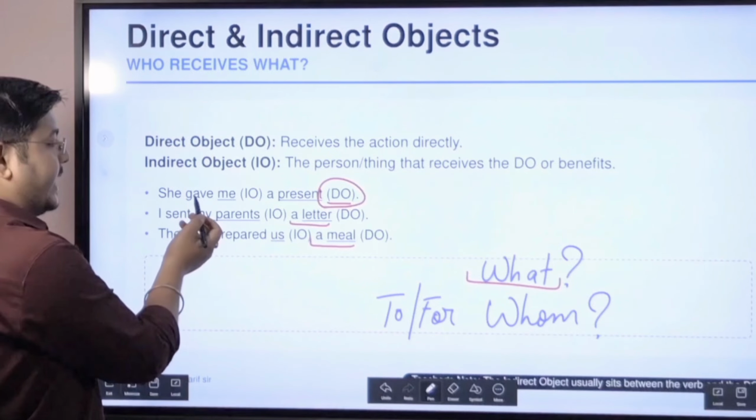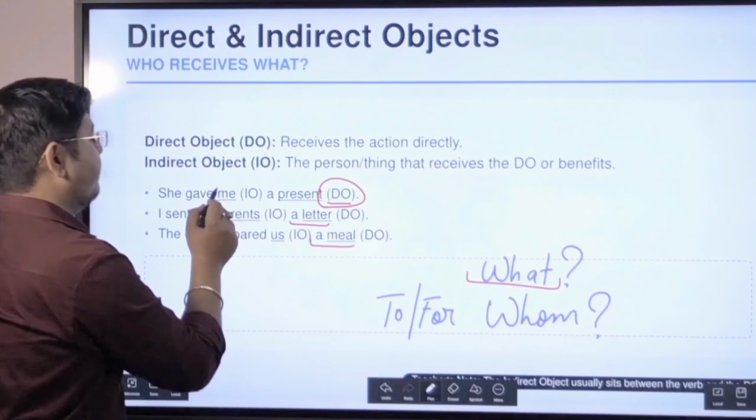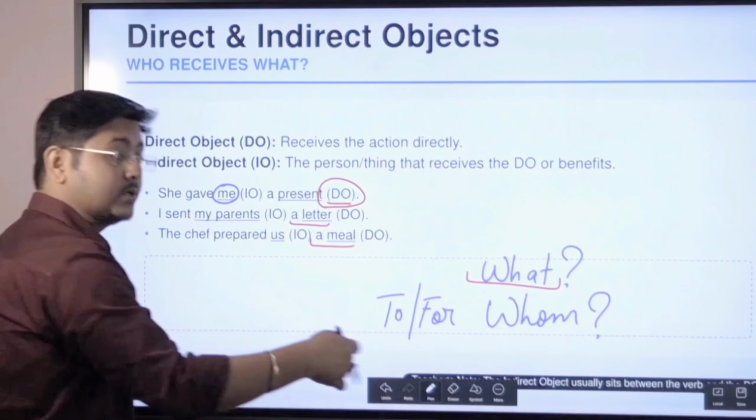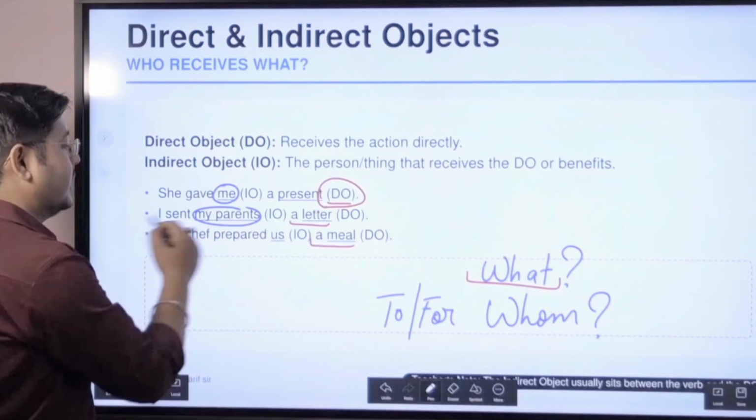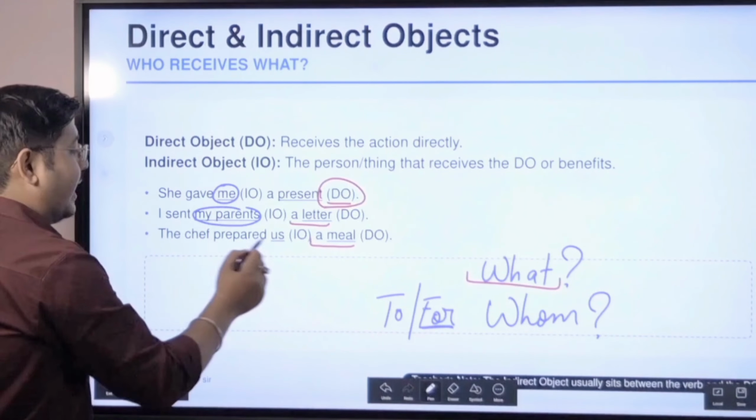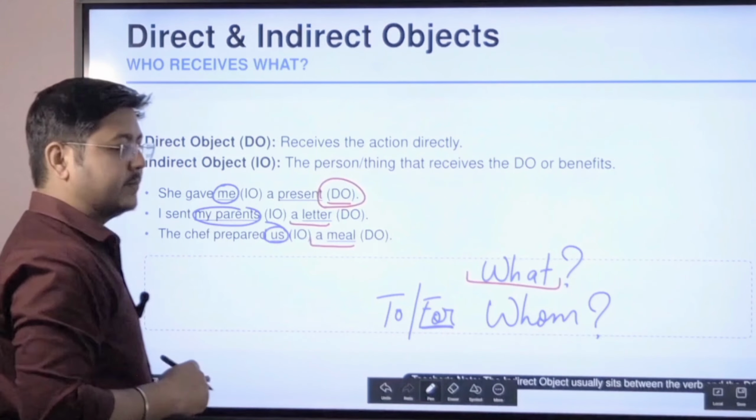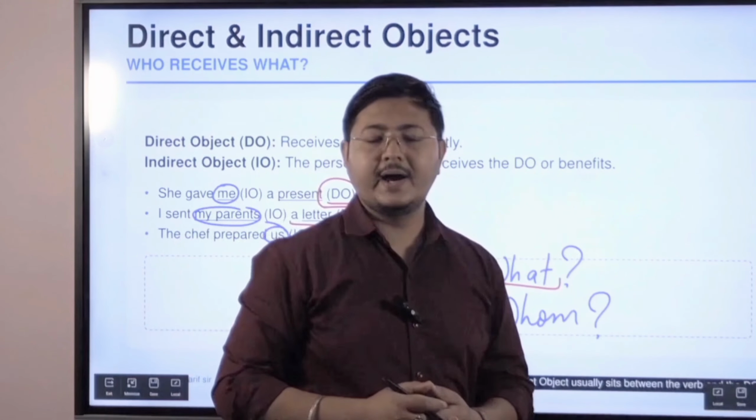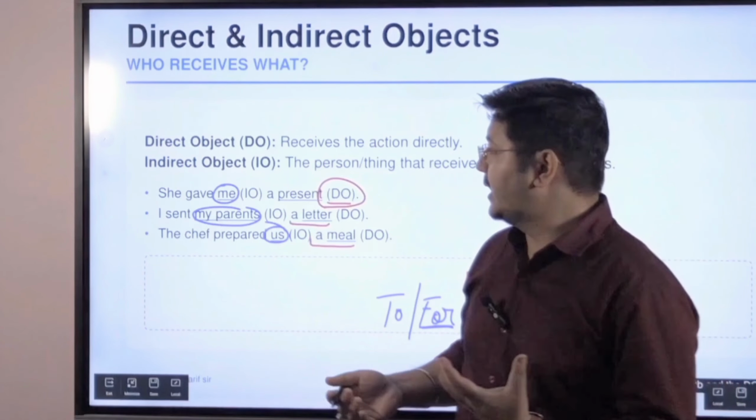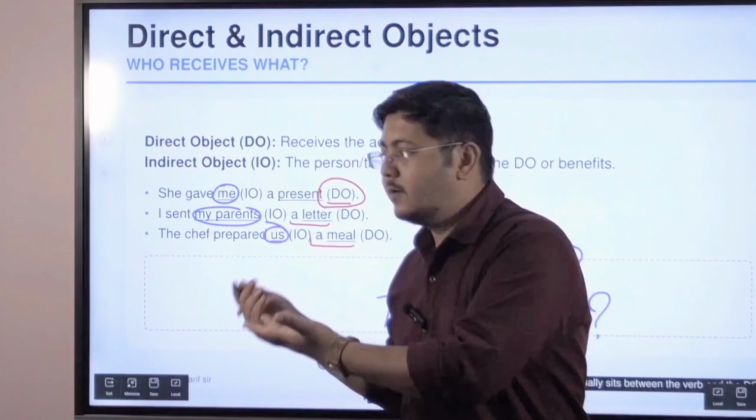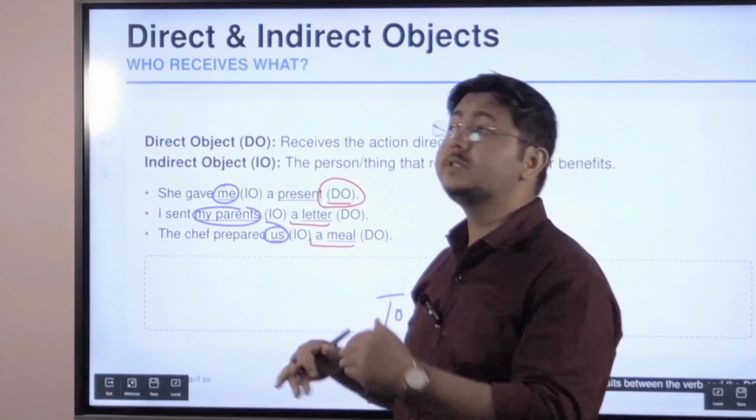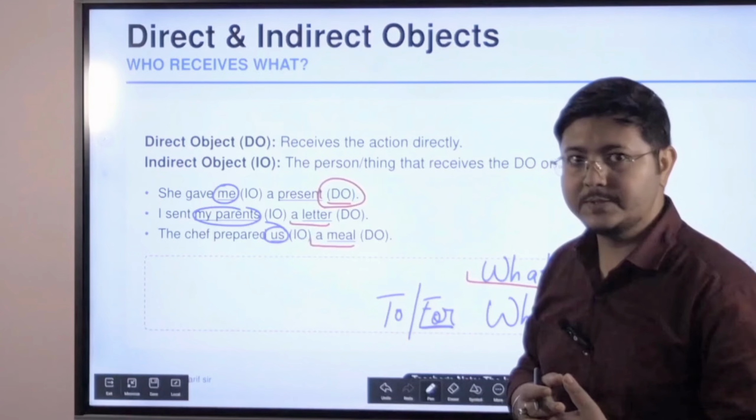For example, she gave whom, me, indirect object. I sent whom, sent to whom, my parents, indirect object. The chef prepared, for whom, us. This is again the indirect object. And this is how you identify the direct and the indirect objects in a sentence. And obviously, if it has an object, the verb will be a transitive verb, because intransitive verbs do not even have objects. So this idea is only related to transitive verbs.